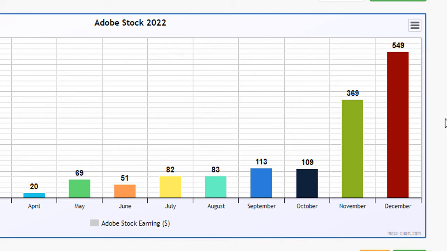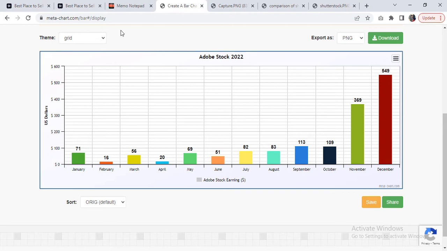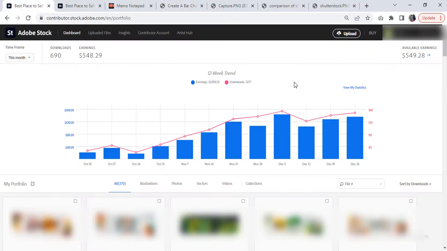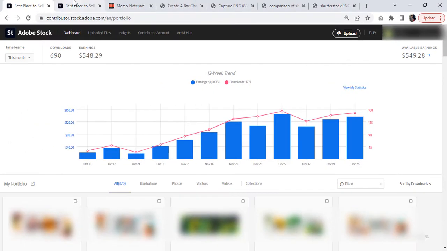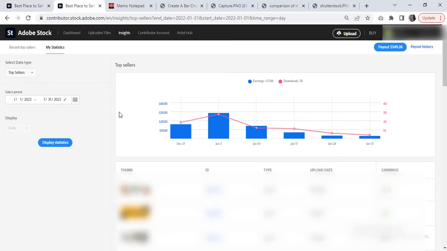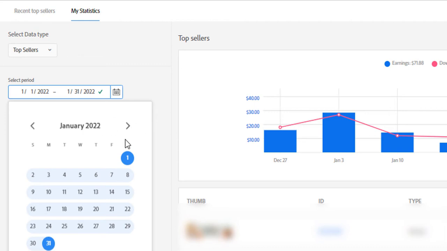Okay, so now in the month of December I've made $549. So let me just show you how I check these months individually, because Adobe Stock has a weekly chart thing. What you need to do is click on view my statistics here, and it will bring you to this page of this sort. Here you will click on this chart, and you can give some dates.